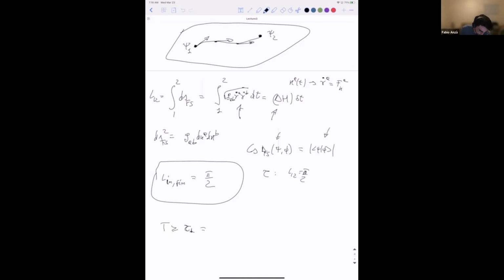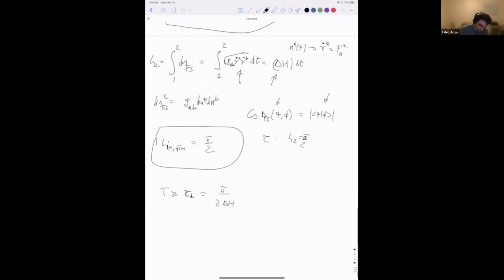and you can check that this is pi/2 over delta h. Now, actually, let me call this delta t: delta h delta t is larger than pi/2, and I'm obviously ignoring h bar factors, but you can put it back. Now, this is basically one of the derivations of the so-called time-energy uncertainty principle, right?